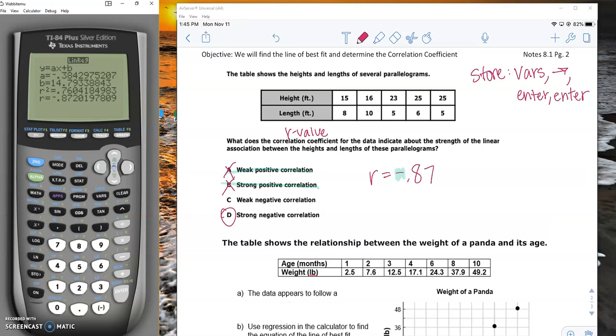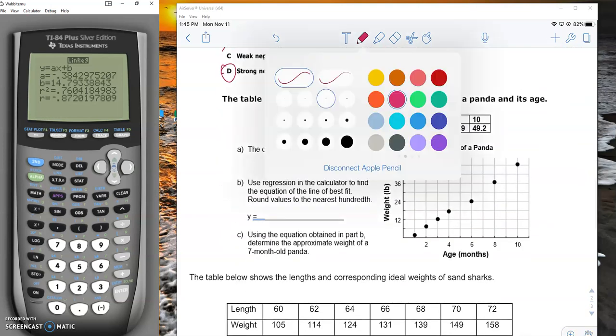Think about 87 cents off of $1. You basically almost have $1. Now you don't quite have $1, but you're very close to it. So we're going to go ahead and call that strong.